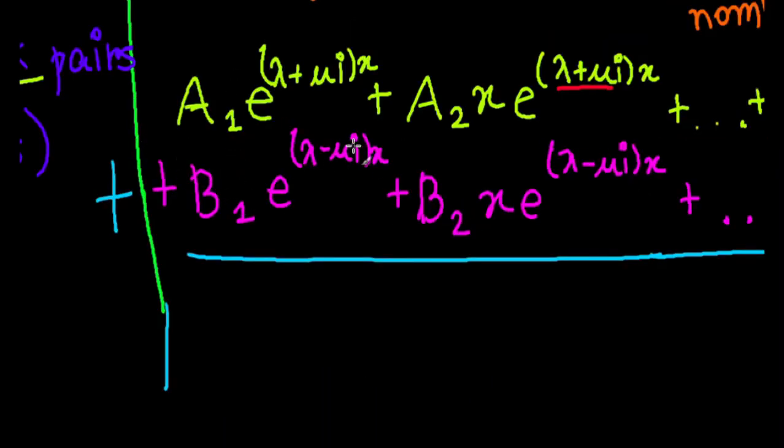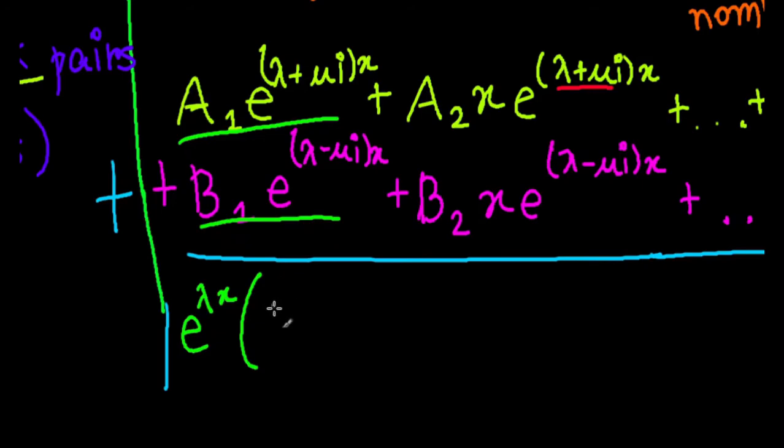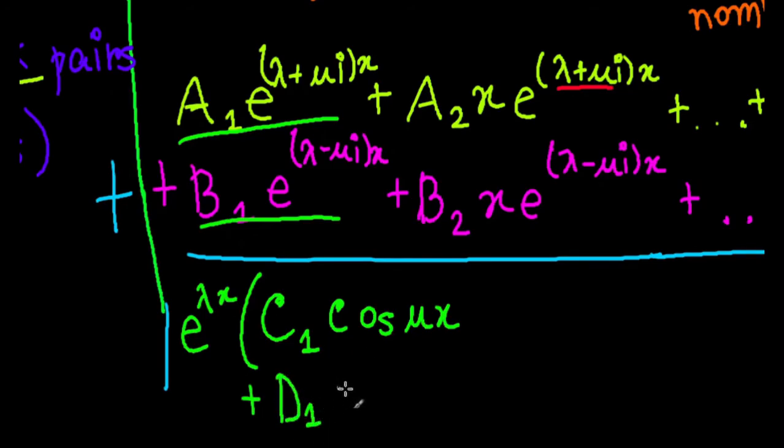So when you add these terms column-wise, suppose I add these two, what I'm going to get is e to the power lambda x, and then in brackets you're going to have some arbitrary constant, I call that capital C sub 1, times cosine of mu x, and then the sine term. So some arbitrary constant, called d sub 1, times sine of mu x, and this is going to continue.